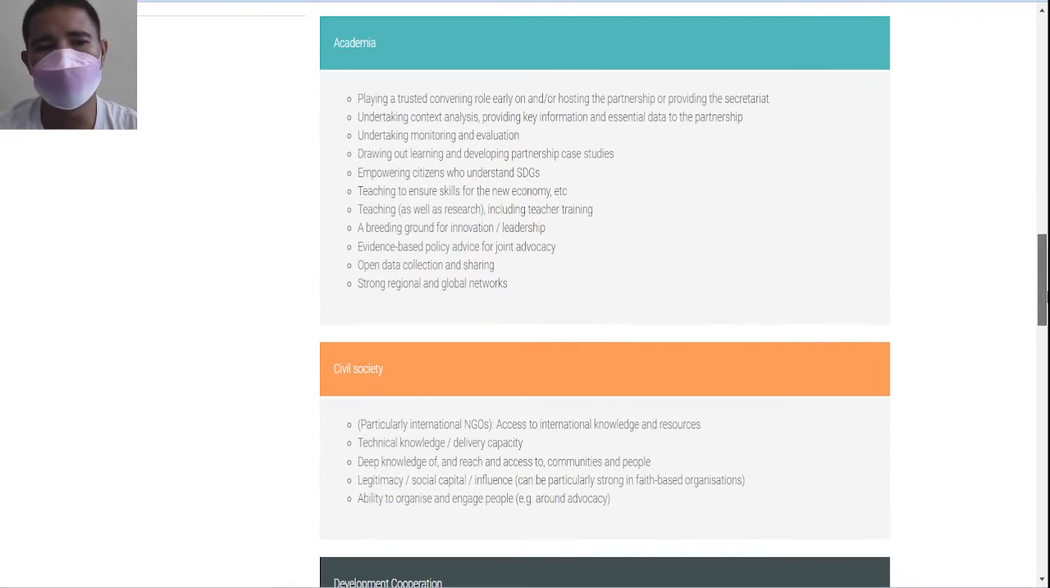Meanwhile, for academia: playing a trusted convening role early on and/or hosting the partnership or providing the secretariat, undertaking context analysis, providing key information and essential data to the partnership, undertaking monitoring and evaluation, drawing out learning and developing partnership case studies, empowering citizens to understand SDGs, teaching to ensure skills for the new economy and others, teaching as well as research, including teacher training, a breeding ground for innovation and leadership, evidence-based policy advice for joint advocacy, open data collection and sharing, strong regional and global networks.